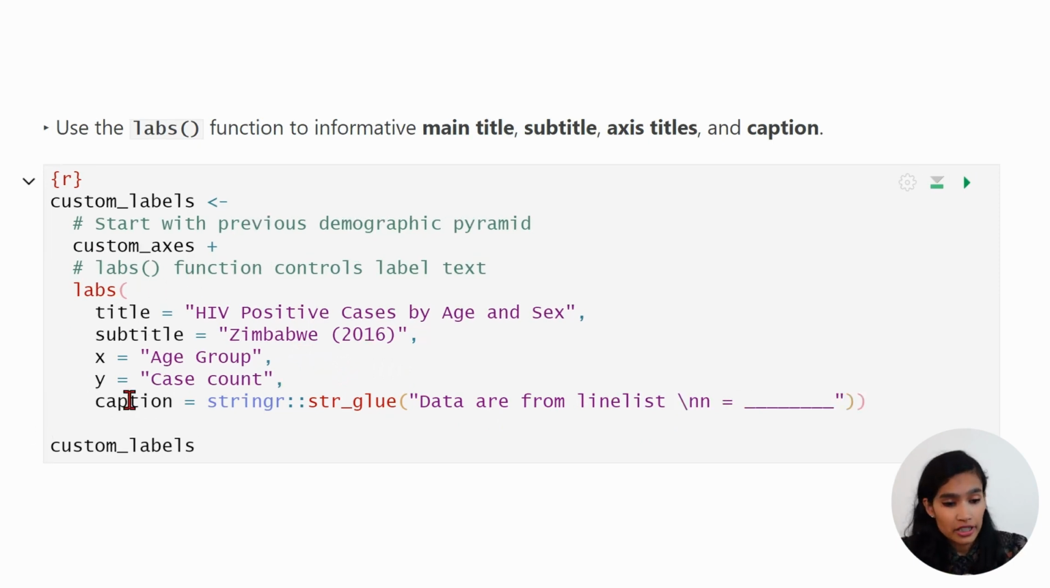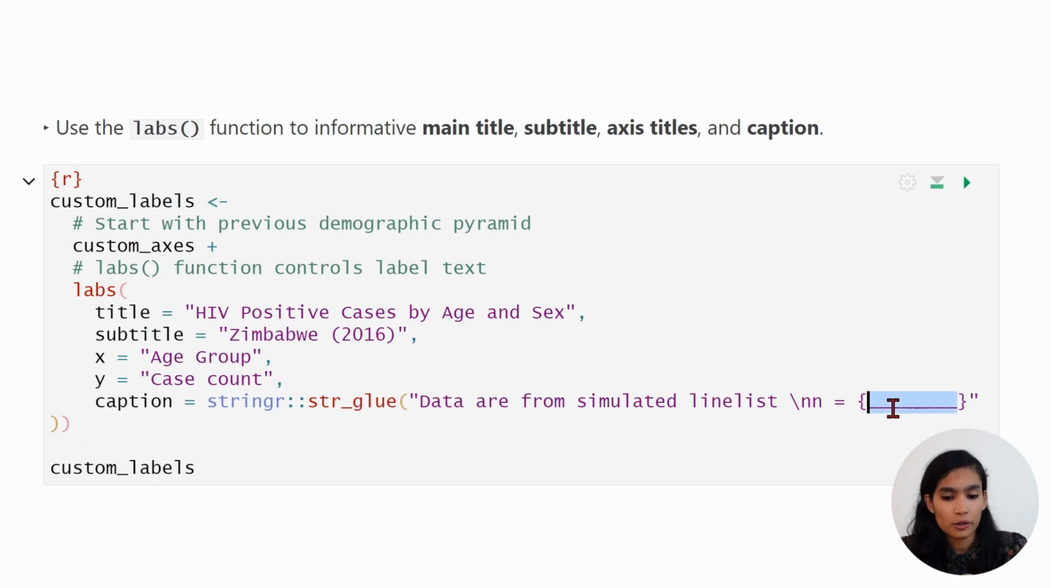Now for the caption, we want to do something interesting. We're going to use the str_glue function from the stringr package, which is part of the tidyverse, to say data are from a simulated line list. And then here what the stringr package allows us to do is insert some R code in here, and the output of that R code will be displayed in the caption. This is better seen with an example, so let me run the code and show you what comes up.